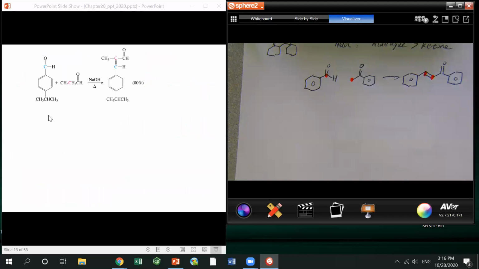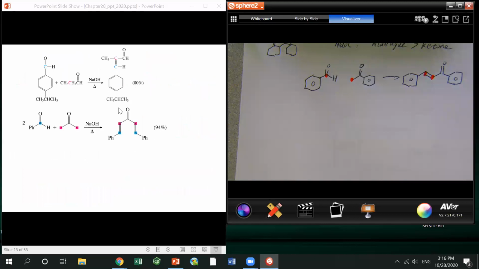Here are some other examples. The first one still has carbonyl carbons. This benzaldehyde only contributes the carbonyl carbon. Another aldehyde contributes the alpha carbon. So that's your general Aldol condensation product, with a pretty decent yield, 80%.